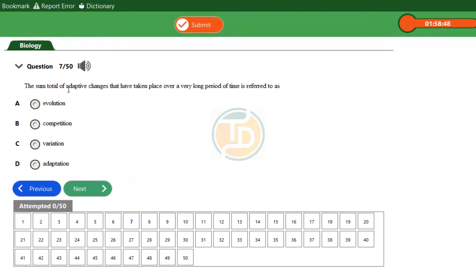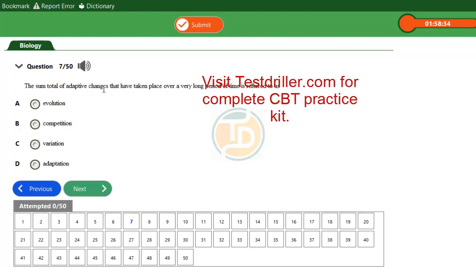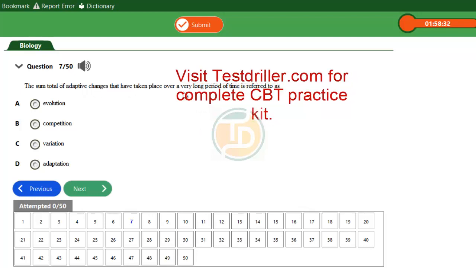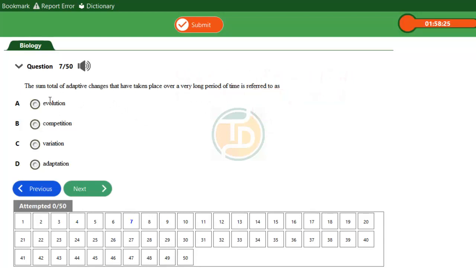Question 7, Biology 2016. The sum total of adaptive changes that have taken place over a very long period of time is referred to as dash. Option A, evolution. Option B, competition. Option C, we have variation. Option D, we have adaptation.